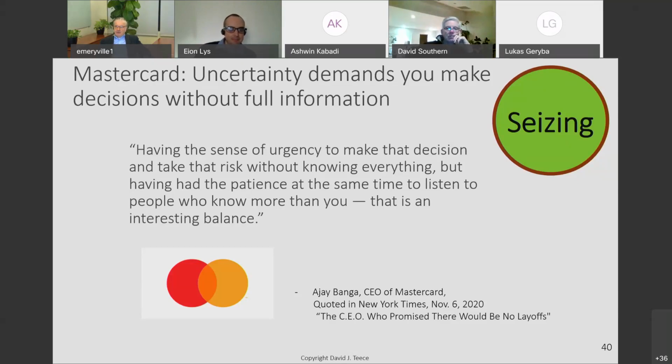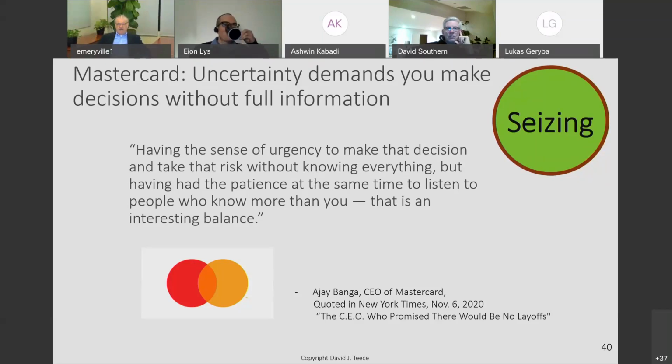I've assembled these quotes because most people can't articulate dynamic capabilities, but they know it in their bones. And my job here, because I'm trying to create a framework that can be used for teaching and for research and business, is to go pull out those statements. And here we have one from Ajay Banga, who is basically saying, you've got to have a sense of urgency and make the decision without knowing everything, but get to know as much as you can. And the way he expresses that is listen to people who know more than you.